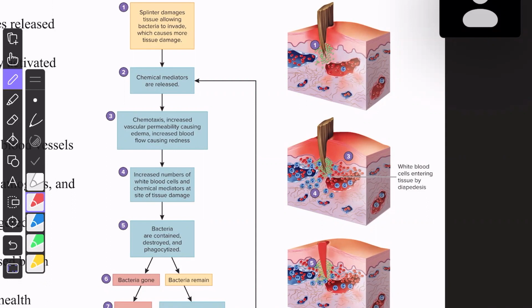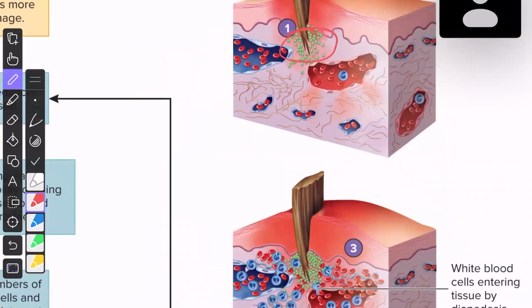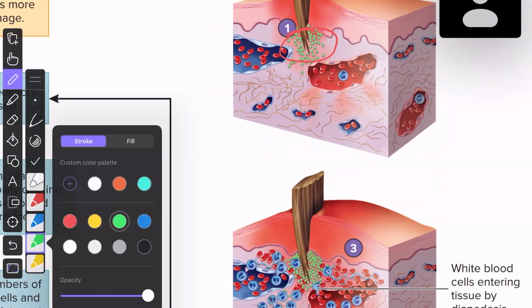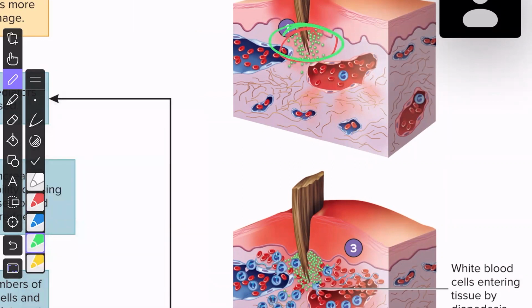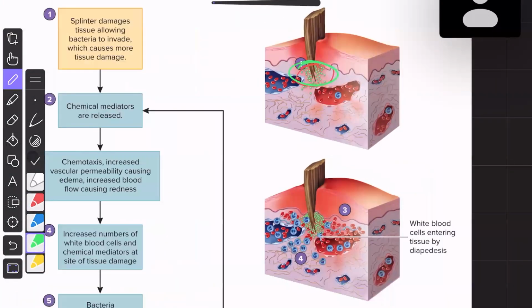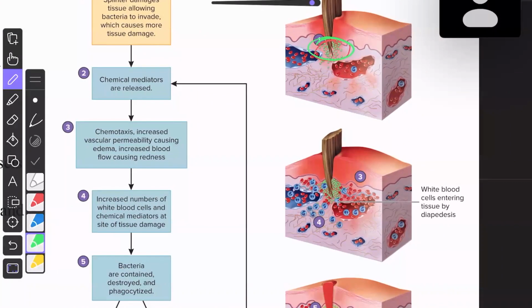That is what these little green dudes are. Oh, that's not a good color for that. Let's try green. That's these little guys up here. Is that better? Yeah. Okay. All right.